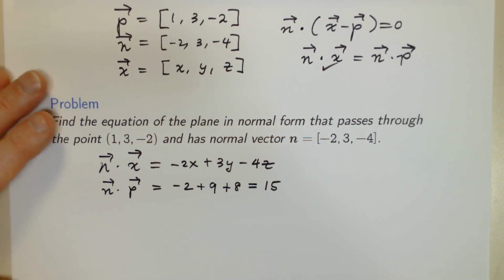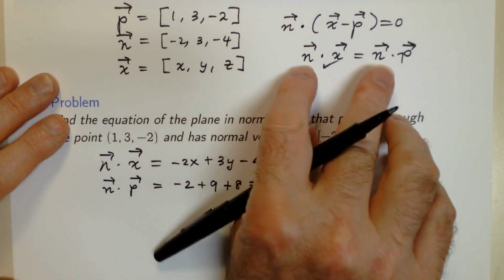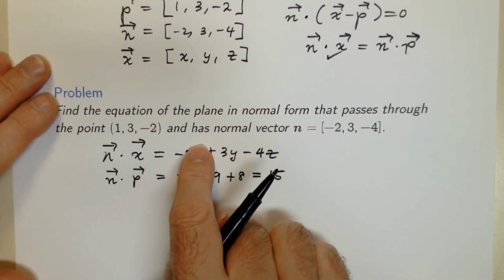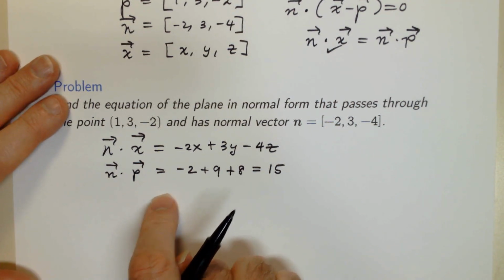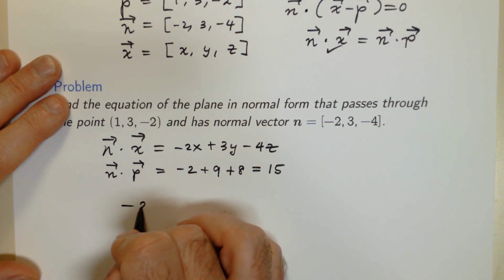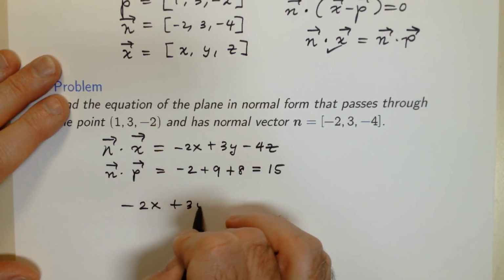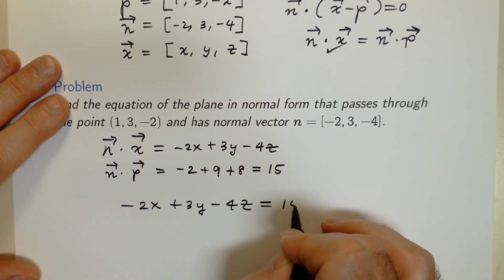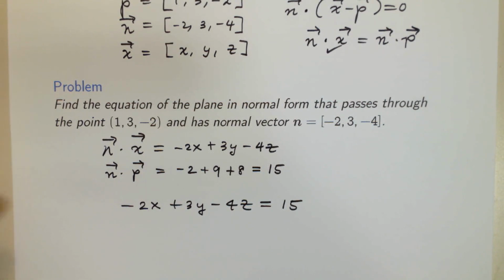Okay. So we just have to equate them now. So the equation in general form for our plane is going to be negative 2x plus 3y minus 4z equals 15. And that gives us the equation of our plane in general form. All right, that takes care of this problem. Let's head back to the class notes.